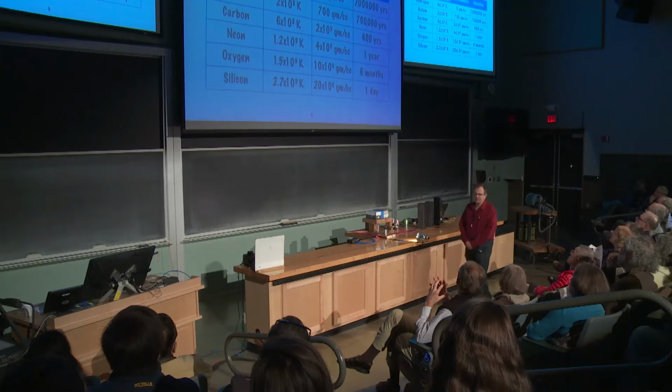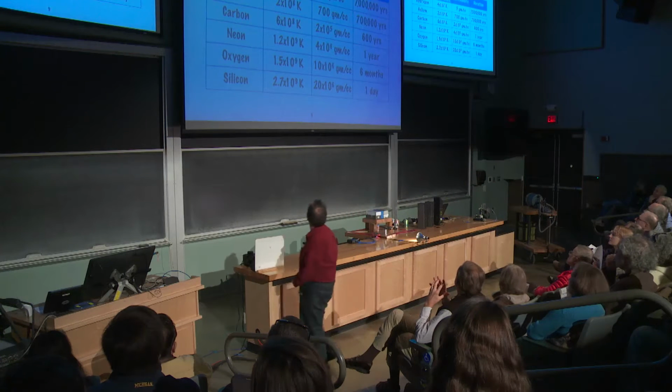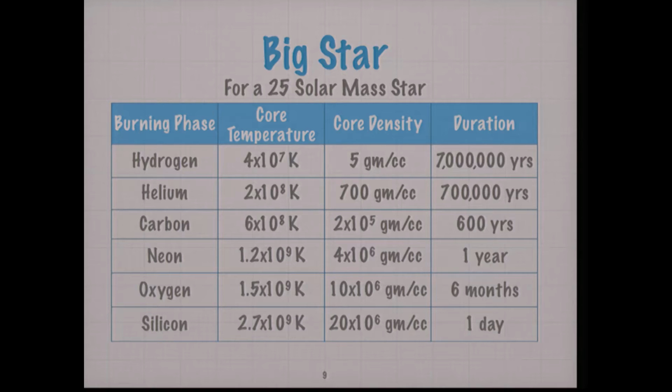Neon for about a year. Oxygen for about 6 months, and silicon for about a day. Right? So once the star runs out of hydrogen, it's really on a downward path, a downward unhappy path.